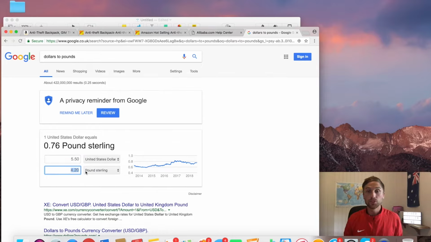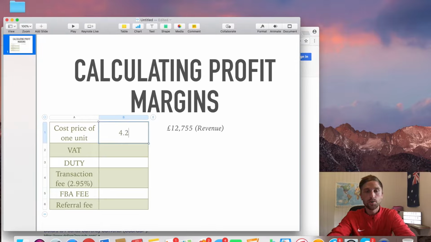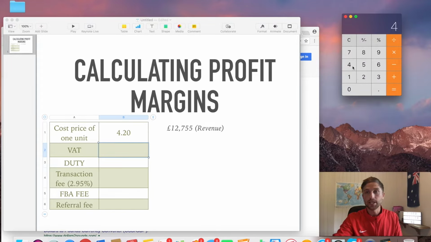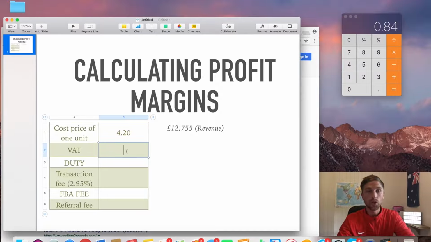So £4.20, only £4.20. That would be the cost of the unit, right? One unit, £4.20. Now the VAT on £4.20 would be 20%. If you don't know how to calculate this, I'm going to show you an easy way. You just take the cost of one unit, which is £4.20, and you multiply it by 0.2. Okay, that will give you 20% of the amount. So we've got 84 pence. You'll be paying to import that in VAT to the UK from China, right?